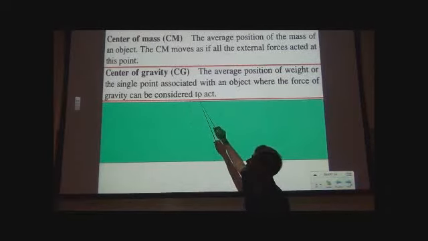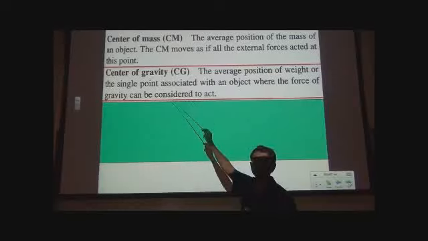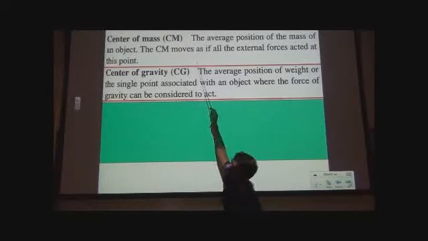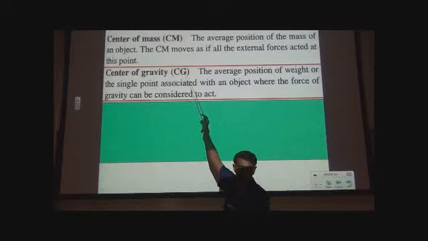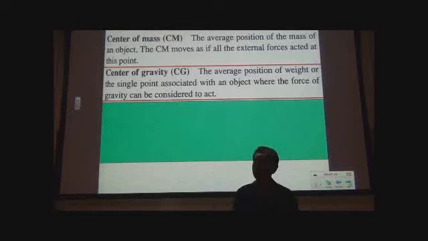It's typically the same as the center of mass, but this is talking about the effective action of gravity. Center of mass doesn't say anything about force. It just says the body behaves as if its mass is all concentrated in that point. Center of gravity says gravity is going to act on this object as if all of the mass of the object is in this position.